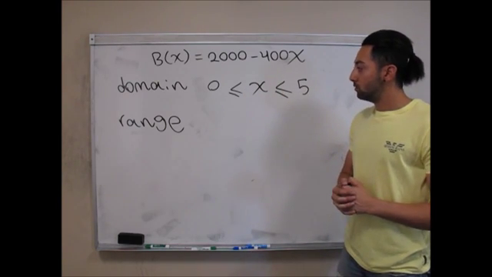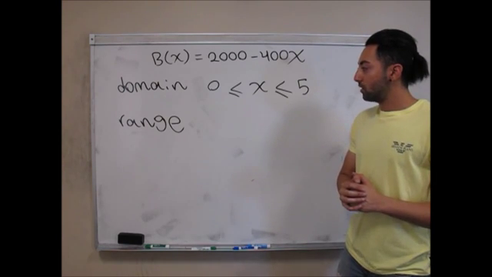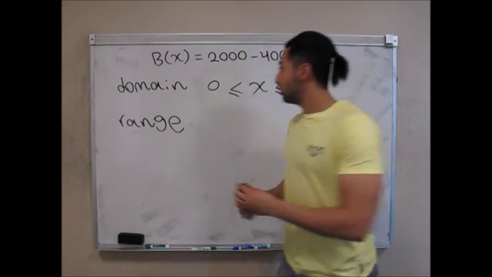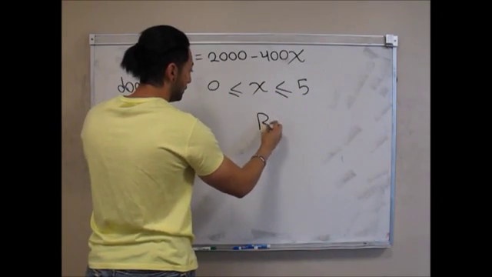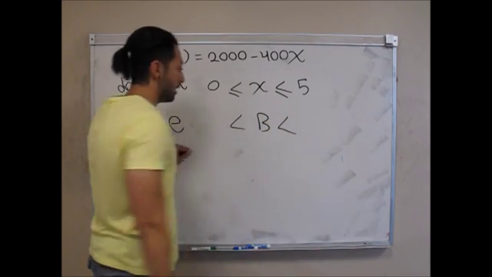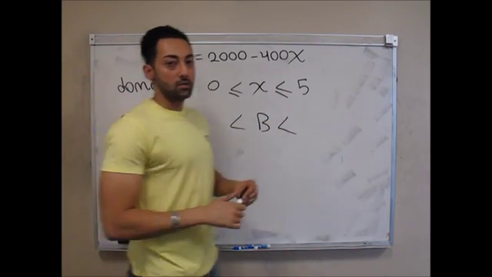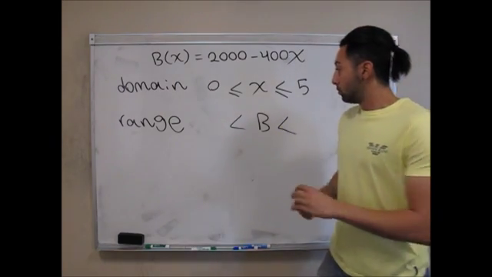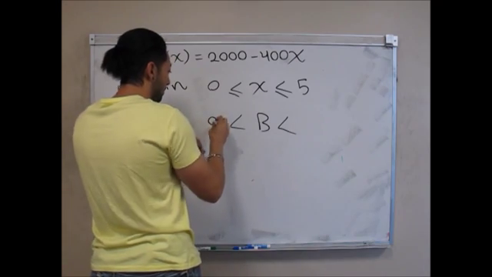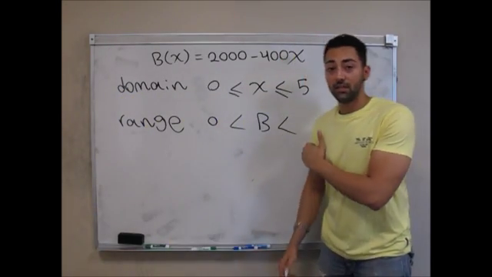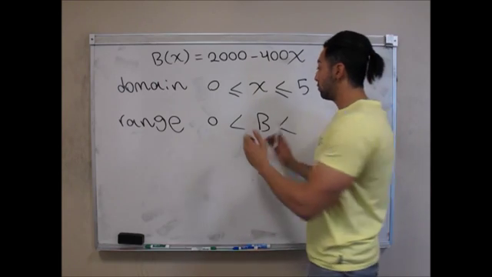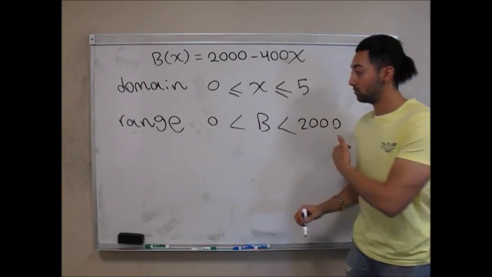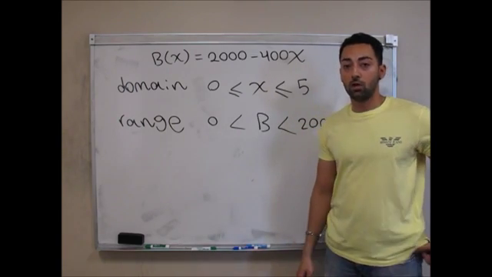Moving on to the range, which is the dependent variable, or y. That's the balance in this equation, as we mentioned earlier. So my range would be b. And so let's see what the restriction on that is. I saw that after 5 months I had no money in my bank account, so I would have to start at 0. And the greatest balance that I had was in the beginning when I had $2,000. So the restriction for the balance, or the range, would be from 0 to 2,000. Again, that's how this problem worked out.